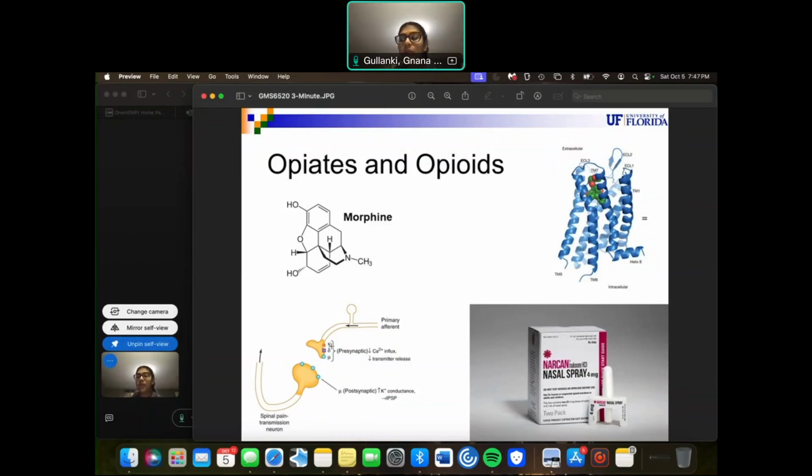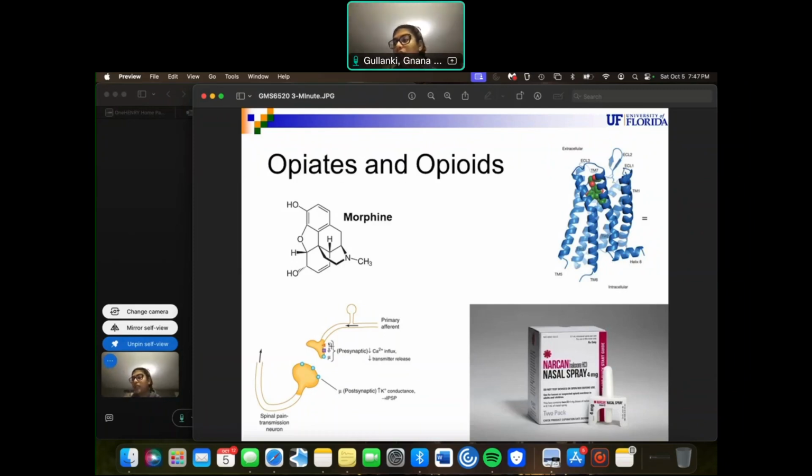Many people misuse opioids for their euphoric effects, but one of the biggest side effects with opioid use is decreased respiration. So, when you have decreased breathing, you can have an excessive accumulation of CO2 in the body, along with decreased amount of oxygen reaching the brain, both of which can be fatal.